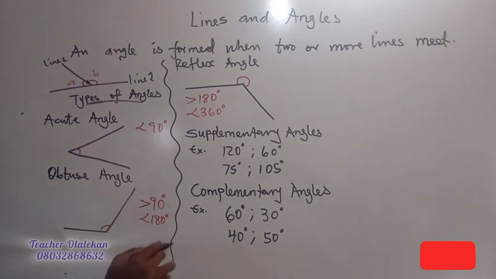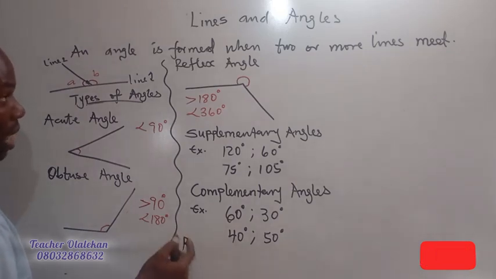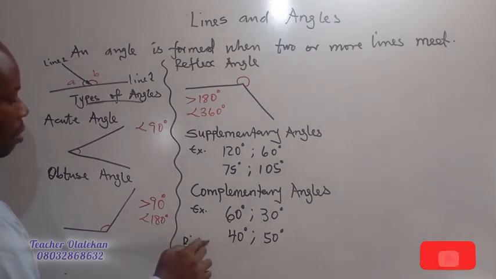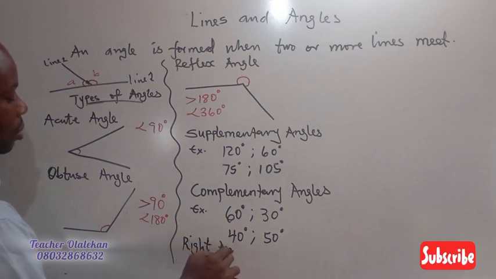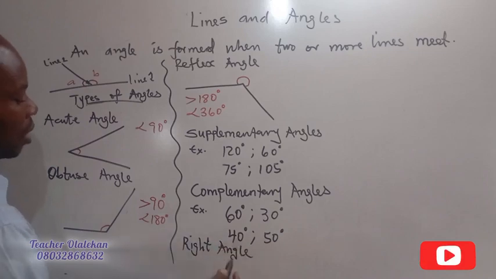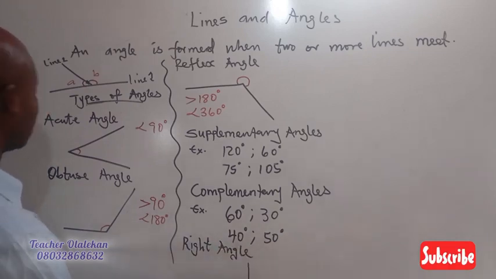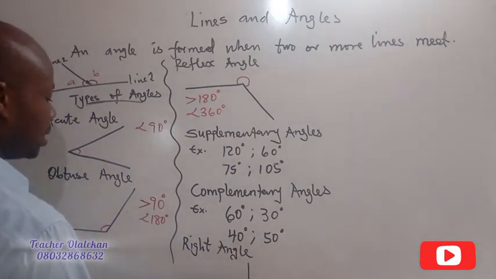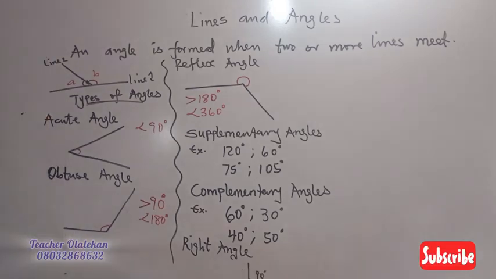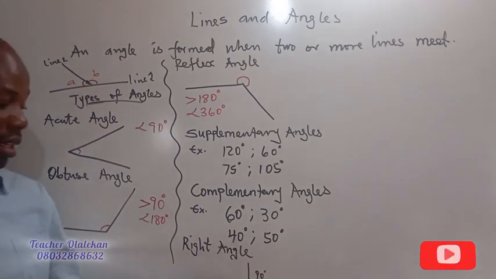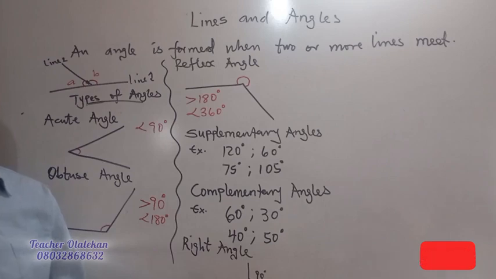The angle that we need to talk about is a right angle. A right angle is an angle that gives 90 degrees, just like perpendicular lines. A right angle gives a square corner like this, and that square corner is 90 degrees. So this is a good example of a right angle. Just like when we were doing Pythagoras, I told you that you will definitely see a square corner. That square corner means it is a right angle.